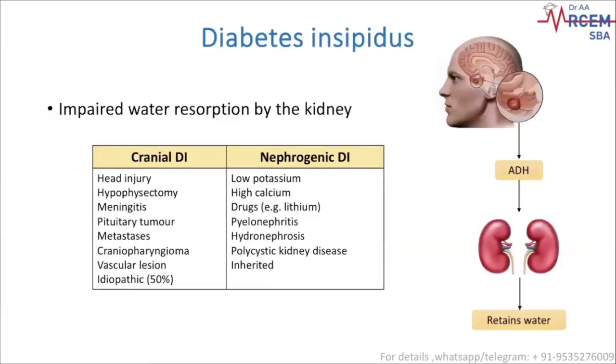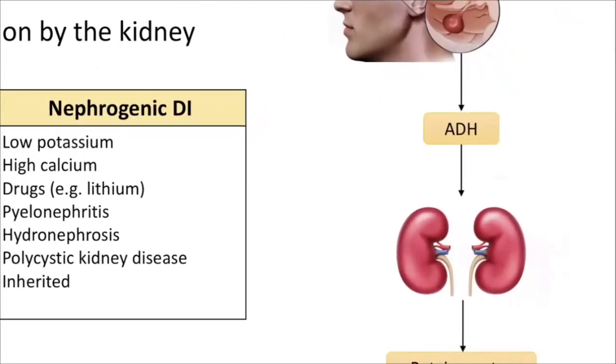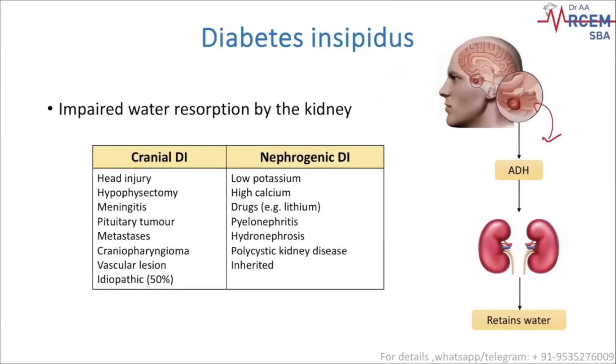Diabetes insipidus. What is diabetes insipidus? First, a little bit of physiology, so we can understand diabetes insipidus better. Here, the pituitary gland secretes antidiuretic hormone. Antidiuretic hormone means it has to retain the water. It doesn't cause diuresis, that means increased urine is not produced. Antidiuretic hormone, so it retains the water. So antidiuretic hormone acts on the kidneys, resulting in retention of the water.